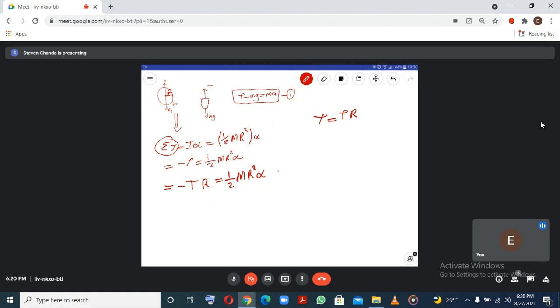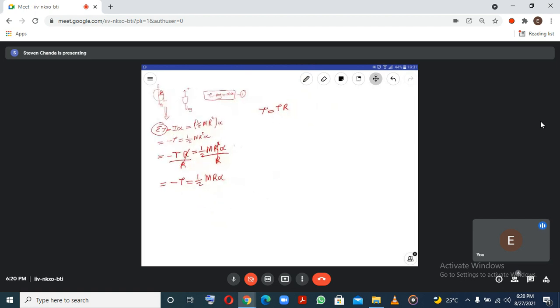Then what do we do? Since r is common on both sides, we can cancel it off. So we are going to have negative tension, then you are going to have half, then mass of the wheel, and then you're going to have that. So that's your equation.